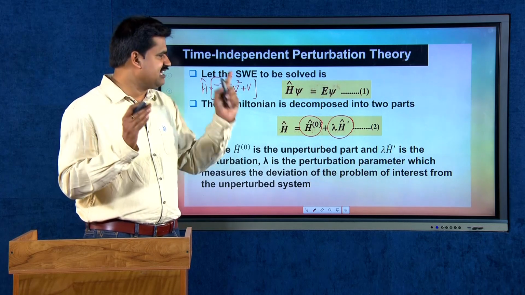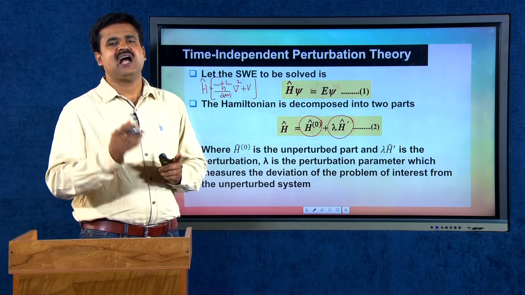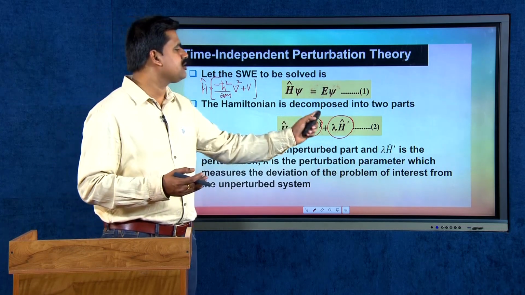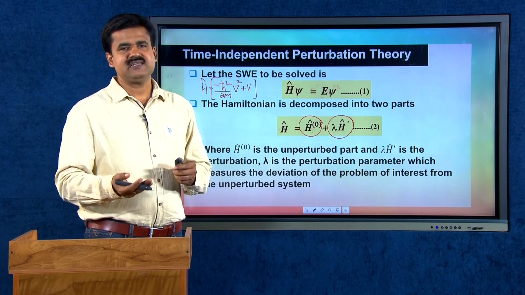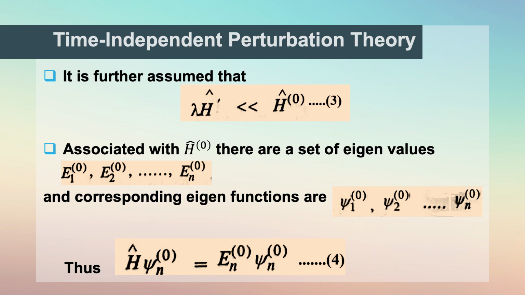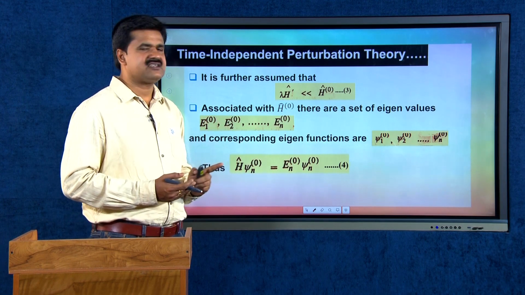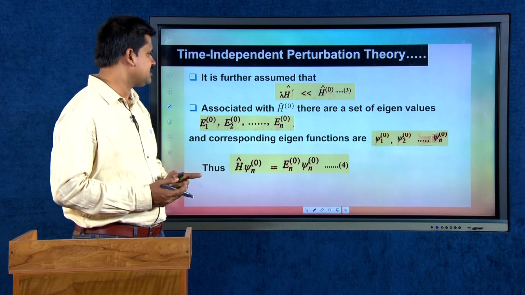The entire Hamiltonian has two parts, an unperturbed part and a perturbation. And for convenience, in most of the procedures, we equate lambda to unity. It need not be unity, but for convenience, we are taking it as unity. Now, it is further assumed that lambda h hat dash, that is the perturbation, is very, very small compared to the unperturbed part. That is, lambda h hat dash is much less than h hat 0.